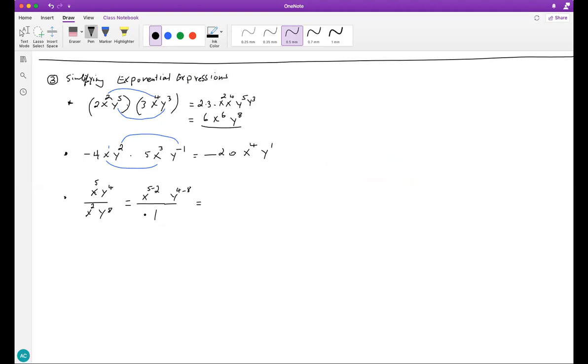Sometimes if there's a number, it may stay here. If you have, for example, 3 here or something, that number could be here. But for now, it's an invisible 1. You can say like this. So this is x to the 3rd times.